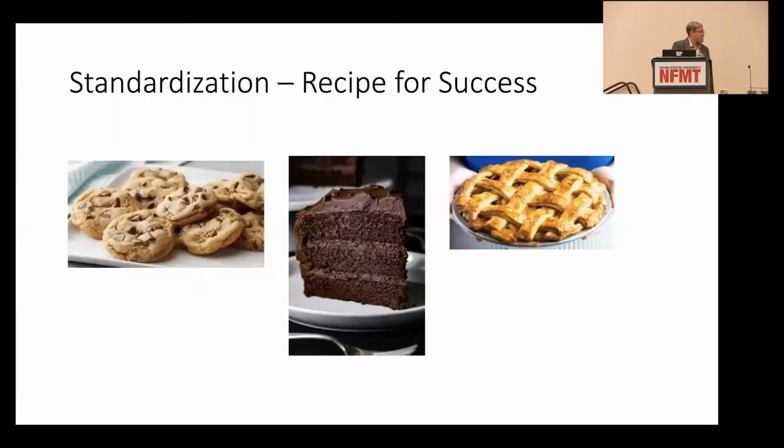So, this is actually my favorite part of the presentation. Jeanne is a phenomenal baker, and I'm a phenomenal taster. But when you talk about recipes, we have some chocolate chip cookies, we have chocolate cake, we have a lattice-topped apple pie right there. There was a list of instructions, there was a list of ingredients that were used in order to make that.